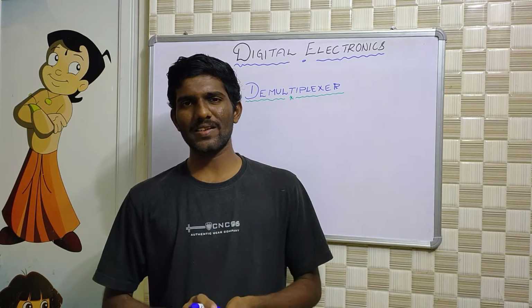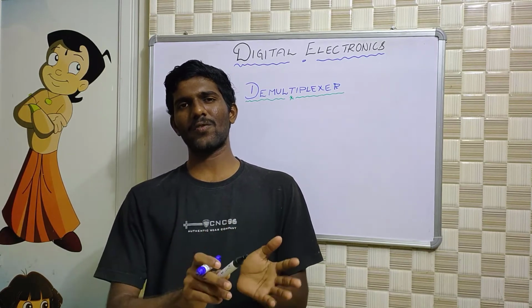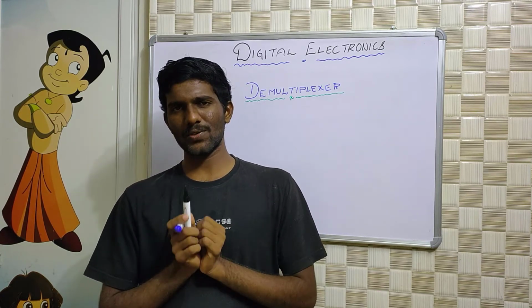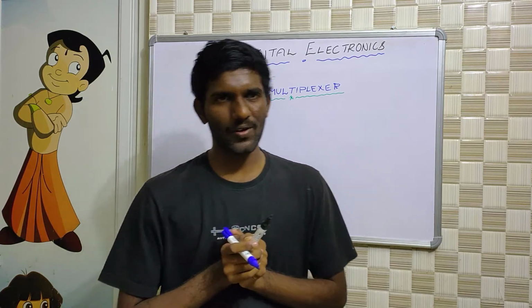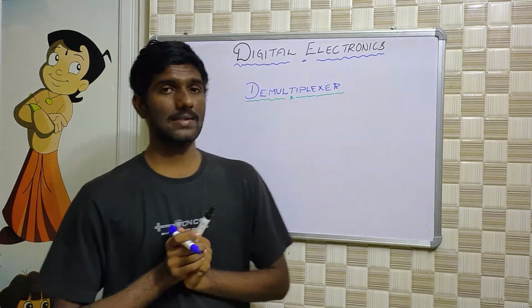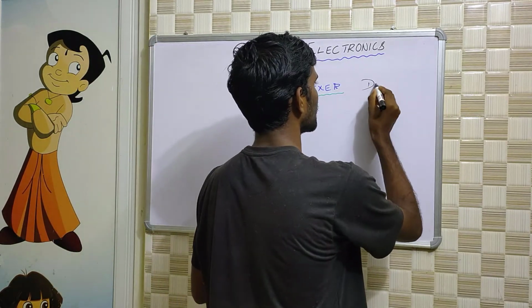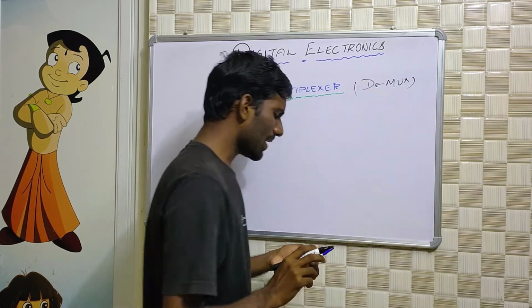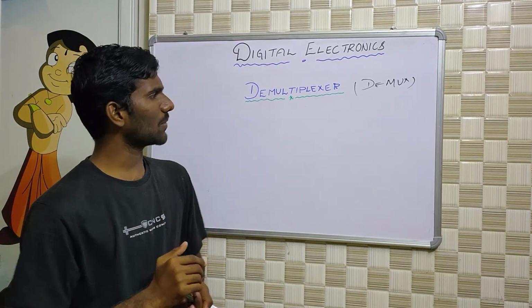So in the previous class we have seen multiplexer, right? A multiplexer will select one of its inputs to the output by using selector lines. In today's class we are going to see one more combinational circuit called demultiplexer or DMUX. Demultiplexer, or demux, is just the inverse process of multiplexer.